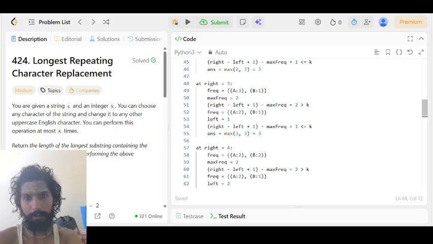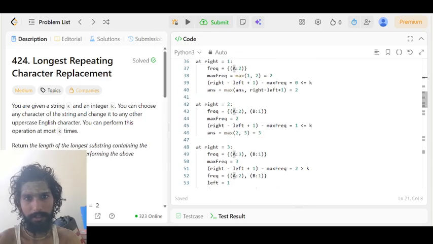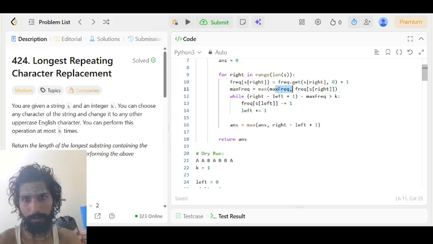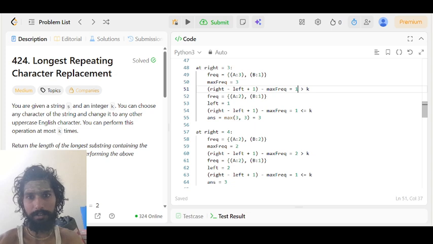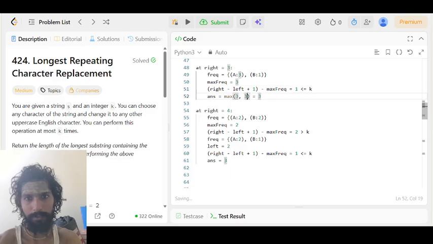Okay, we made a mistake here. At right equal to 3, our max frequency will change to become 3 because S3 is this A and its frequency is now 3. So we look at the formula of max frequency, it is the maximum of max frequency and frequency of S right. So it will become 3. In this case, right minus left plus 1 minus max freq will become equal to 1 and that is less than or equal to k. So all of this will not happen. Now answer would become max of 3 comma right minus left plus 1, which is 4. So it will become 4 now.